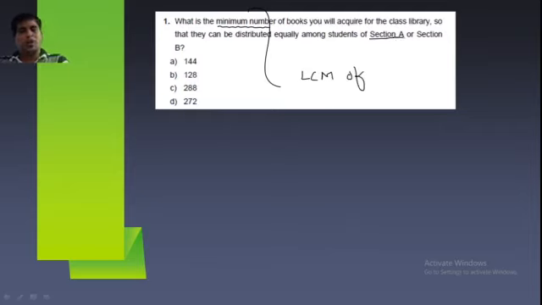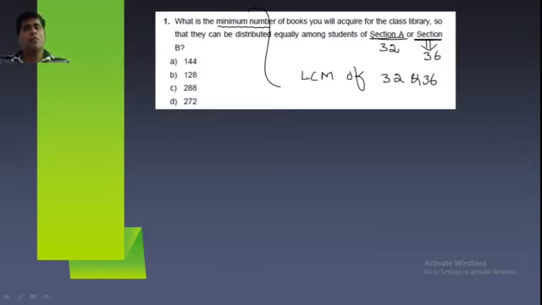Section A, how many students do we have? In the data he has given 32 students. In section B, how many students do we have? Earlier data he has given 36 students. So indirectly he is asking the LCM of 32 and 36. Once again, just read the question and you will understand. Why only LCM? Why not HCF?